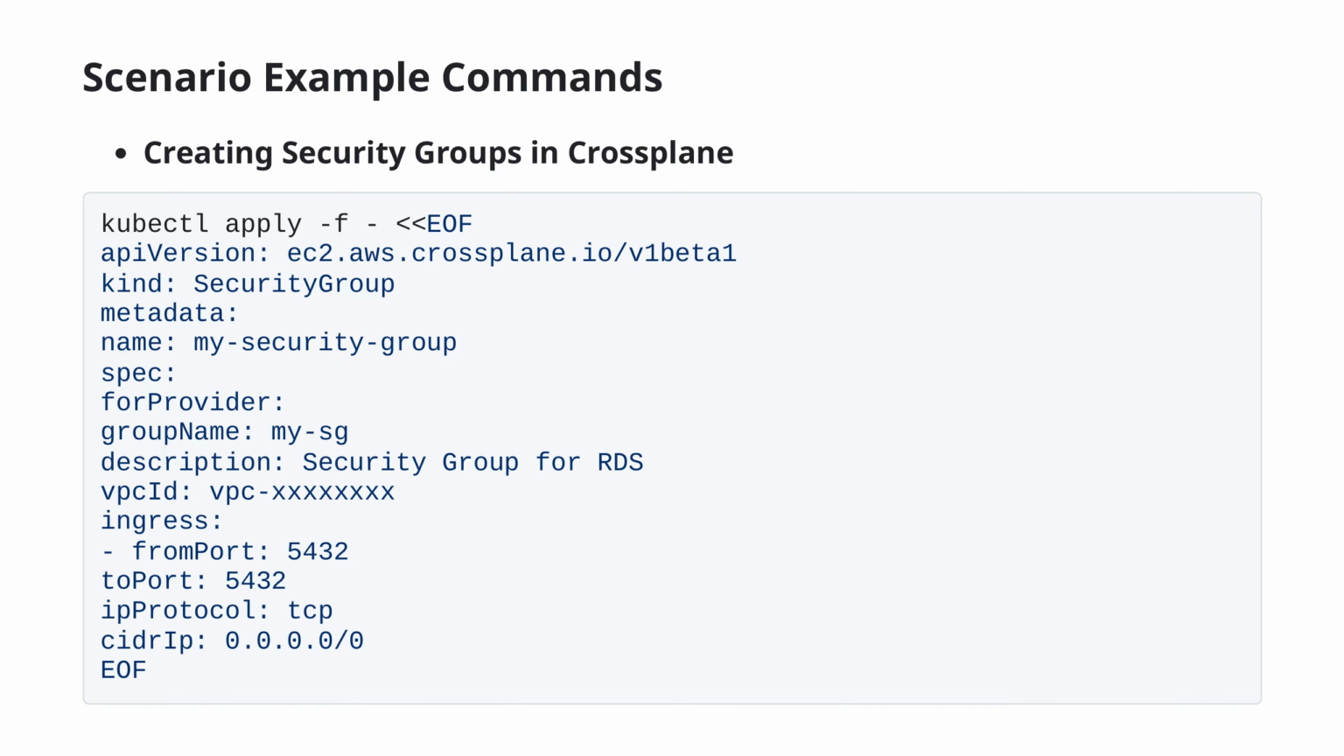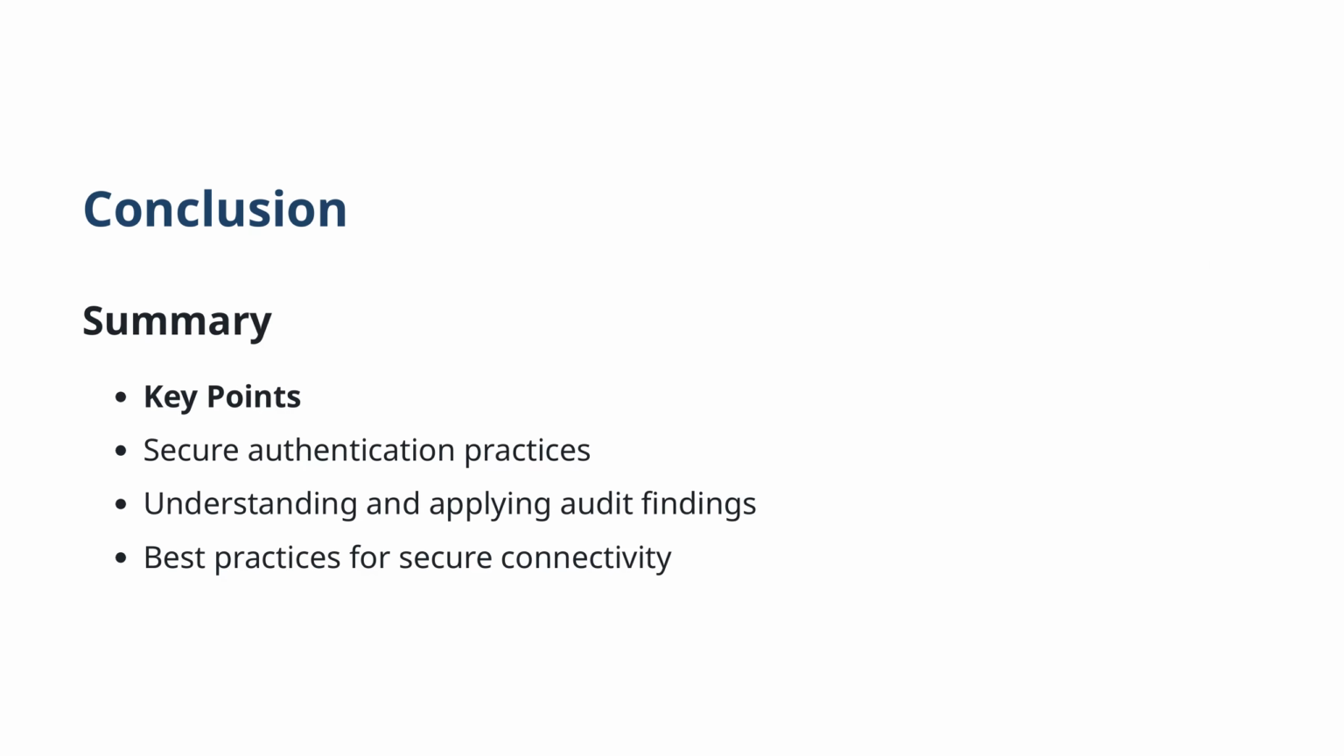for your AWS resources. In this concluding section, let's summarize the key points we've covered regarding secure authentication practices, applying audit findings, and best practices for secure connectivity. Firstly, ensuring secure authentication is fundamental. We've demonstrated using Crossplane to create and manage security groups, which are vital for controlling access and maintaining the security of your resources. Secondly, understanding and applying audit findings is essential for identifying vulnerabilities and ensuring compliance with security policies. Regular audits help you to spot and rectify any potential issues.